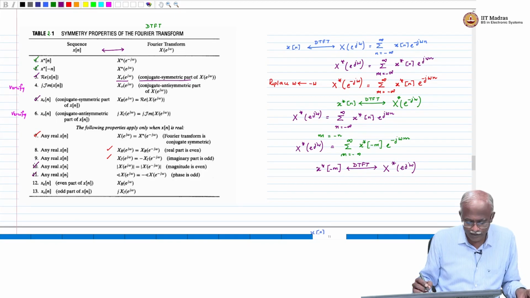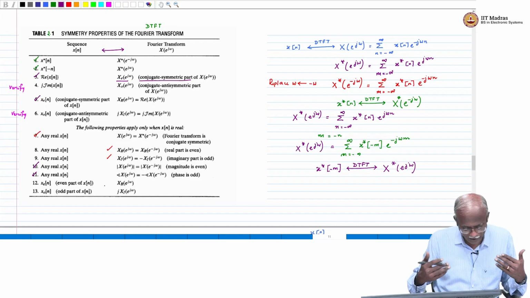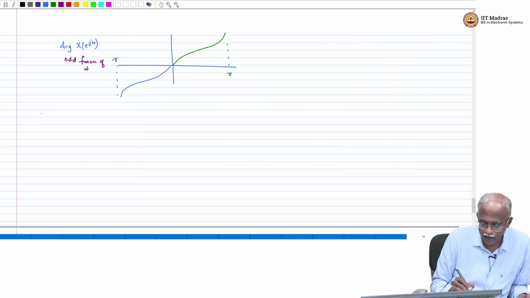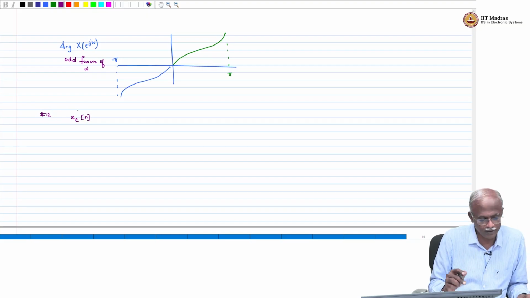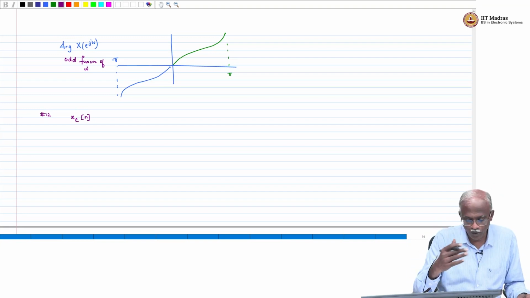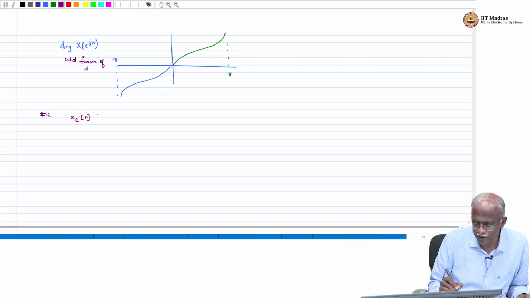The last two are again very simple. Let me just indicate and then conclude. Property number 12, we are asked to show what is the Fourier transform of the even part of x[n]. Remember, x[n] is real, so we don't talk about conjugate symmetric, but talk about even part. This is (x[n] + x[−n])/2.